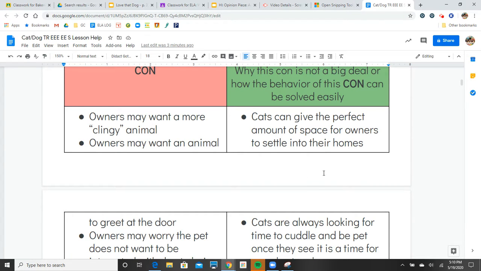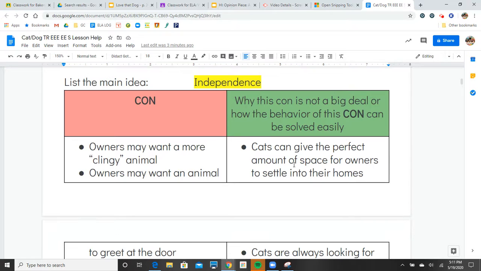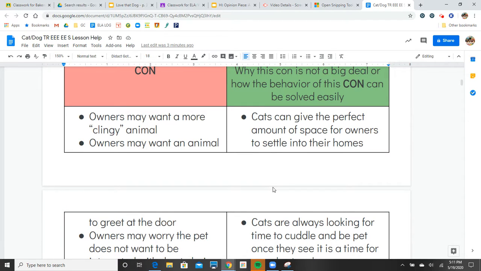You may not use all of these words, and they certainly are not constructed as sentences as they are. It's just brainstorming, and then you'll take those ideas to form your sentence. But try to think about for each point, what could be the argument on the other side? Well, some people might want cats to be clingy. The opposite might be that cats really do respect your need for space. In fact, they give the perfect amount of space for owners to settle in their homes.